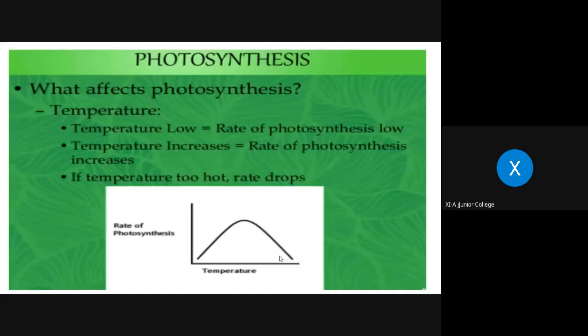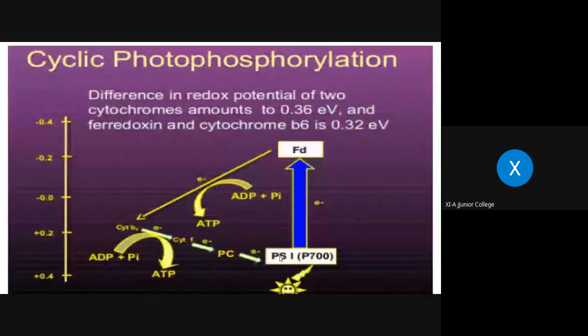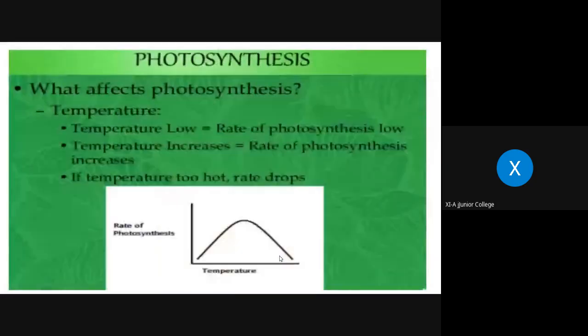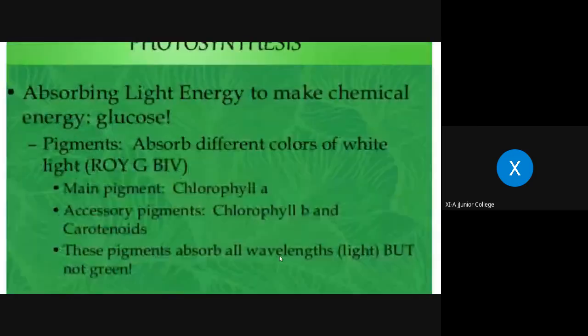Photophosphorylation takes place in two ways. Which are the two ways? These are the cyclic and non-cyclic ways of photophosphorylation. There is some problem with this. I will come to that point again.